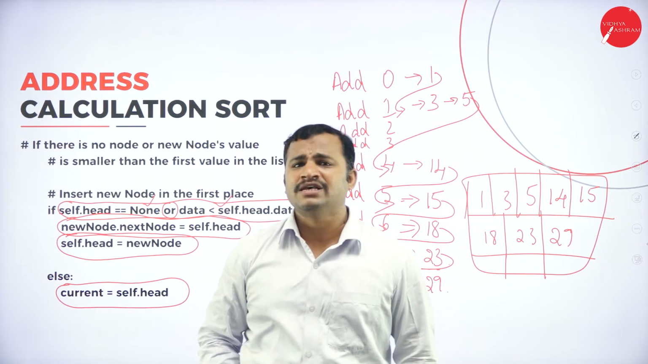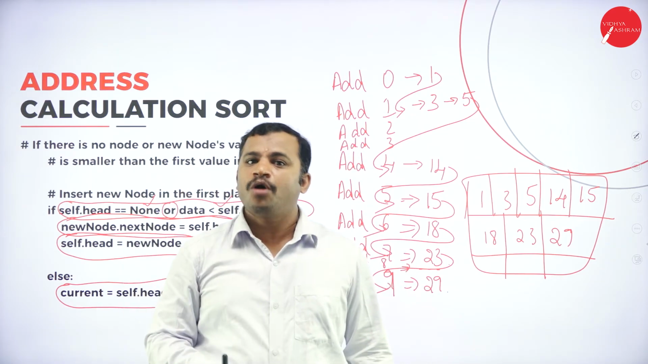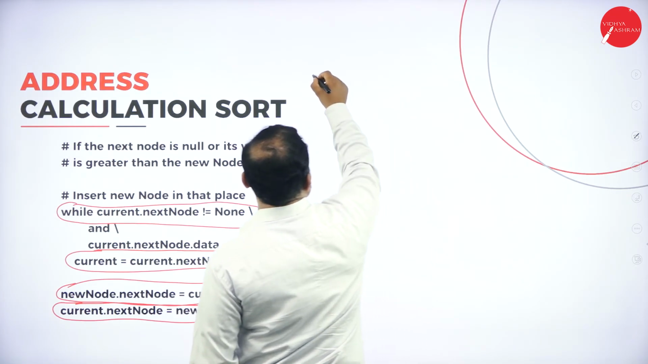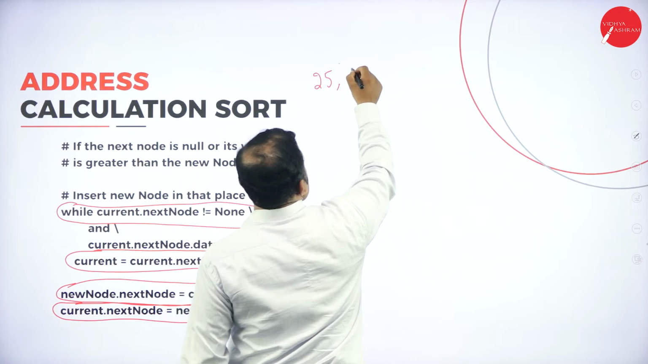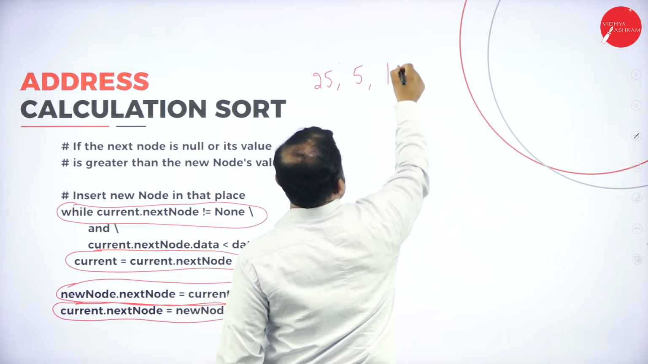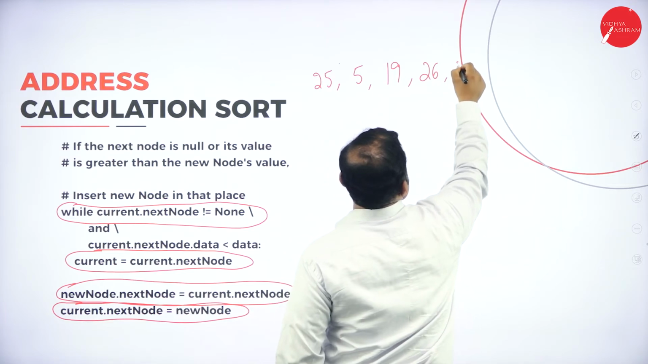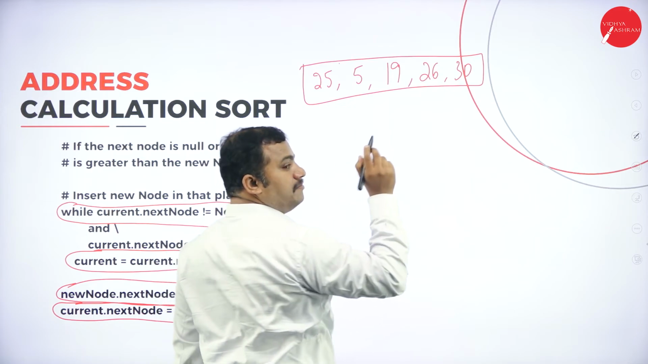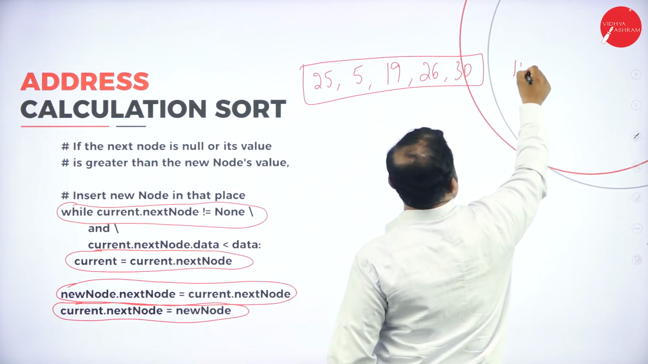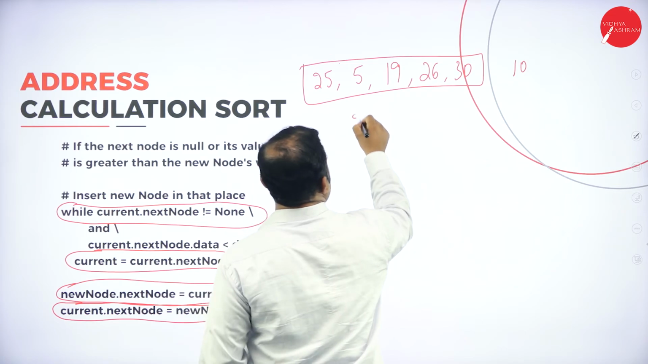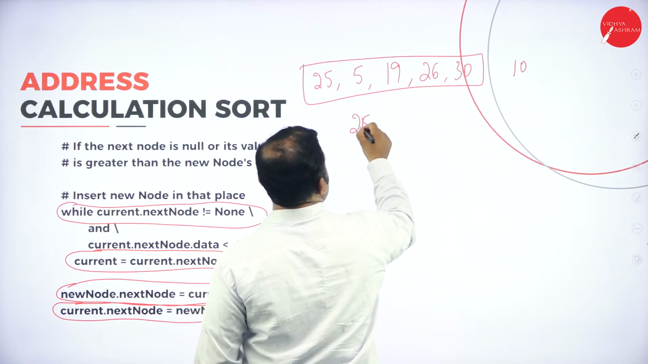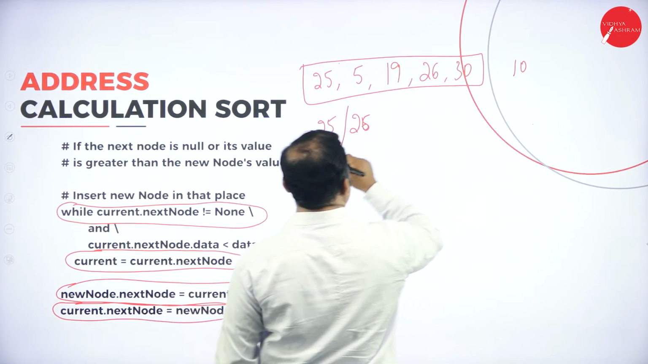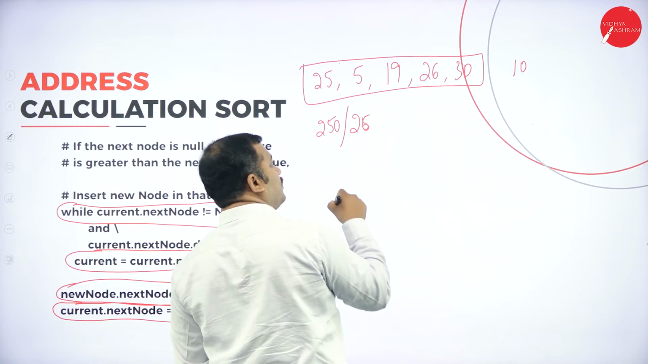So, if that is the case, let me consider one more small simple example. Let me consider 25, 5, 19, 26, 30. These are the values I have. Let me consider the size of an item is 10. If that is the case, 26 is the maximum value here, 25 is the first item. So, what is the value we get? 250.